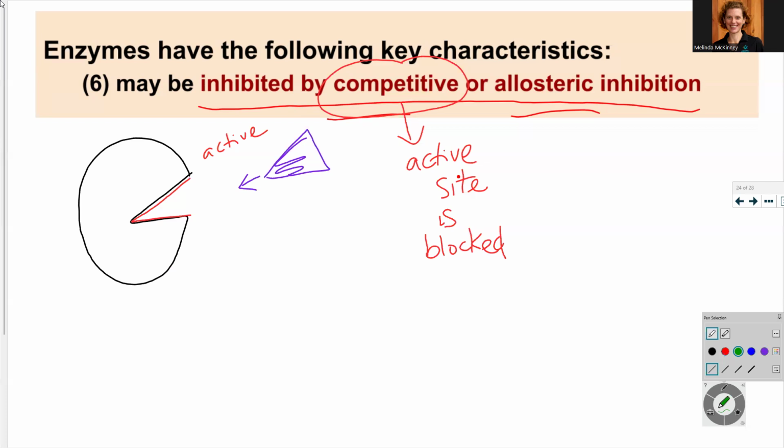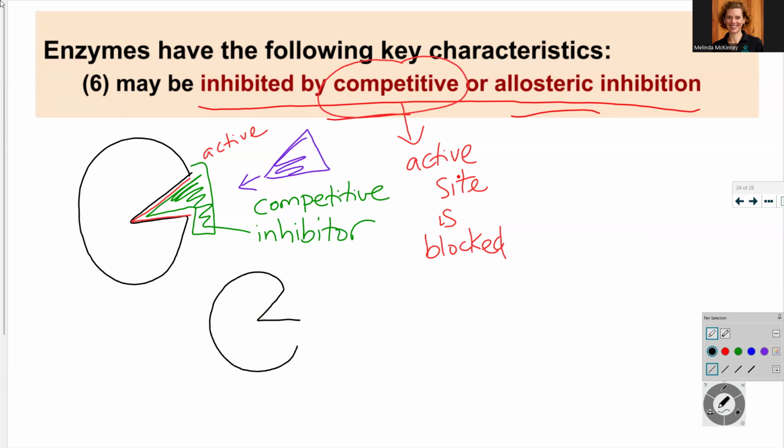So our inhibitor comes in here and blocks this. Right? This would be our inhibitor. And since it's in the active site, this would be a competitive inhibitor. The other type of inhibitor would be Pac-Man like this, right? And so it normally has this type of shape where the triangle would fit.